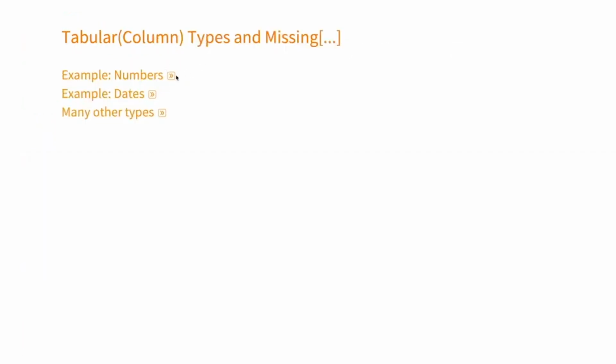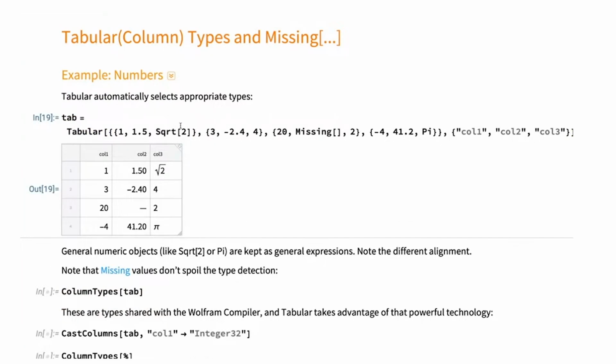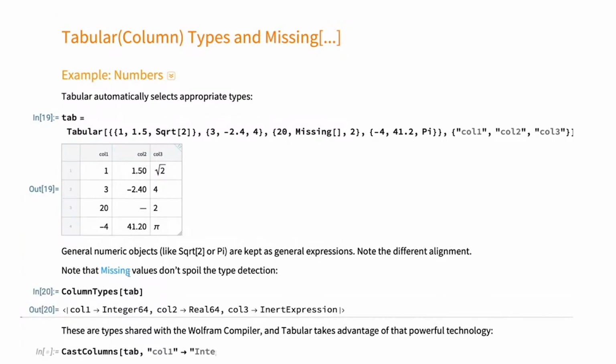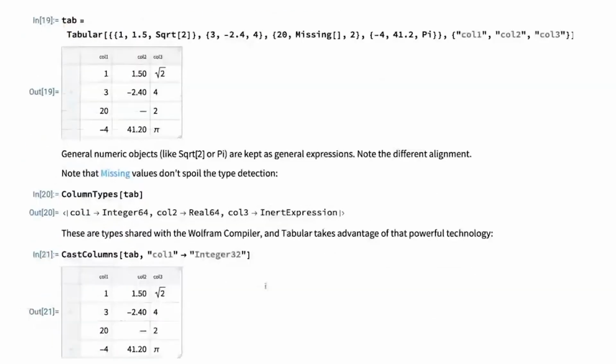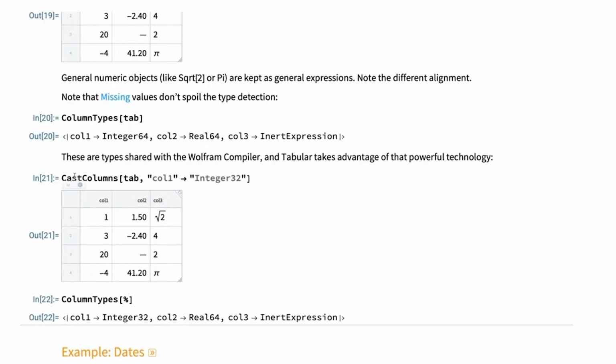Okay, let's look more at types. For example, let's look at numeric types. Here we have a Tabular with a column of integers, a column of reals, and a column of numeric expressions. Notice that we also have a Missing object here. If we ask for types, we see that the presence of a Missing object didn't spoil the automatic choice of types. This column is still recognized as a column of reals. We can now say, I want to convert my column of integers in 64 bits to a column of integers in 32 bits. So there is this function in general to change the types of a column.